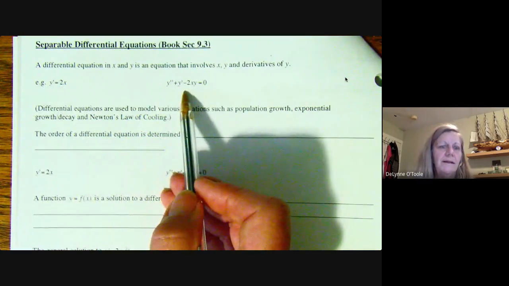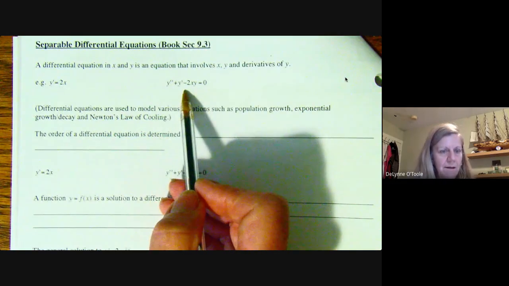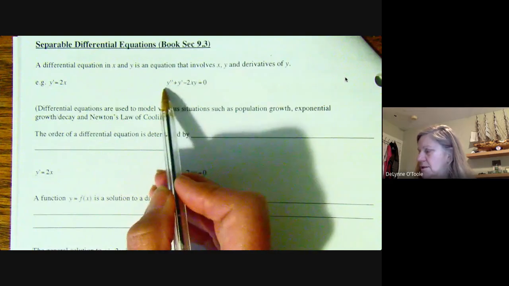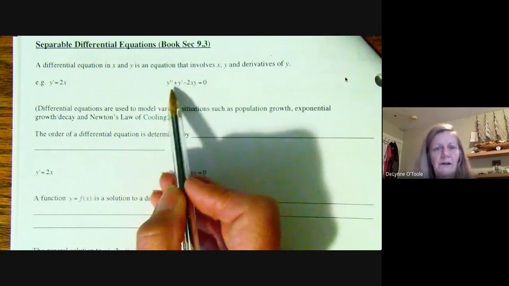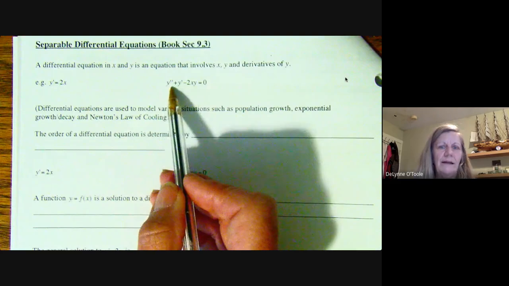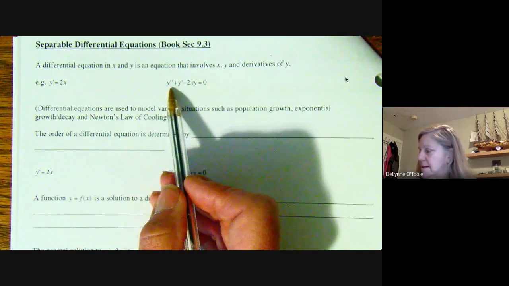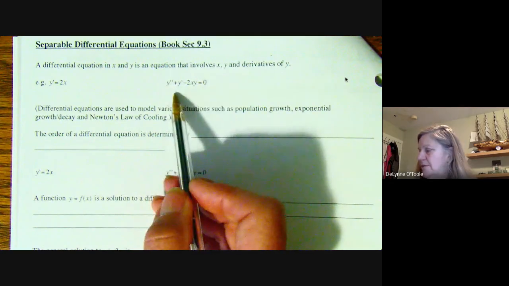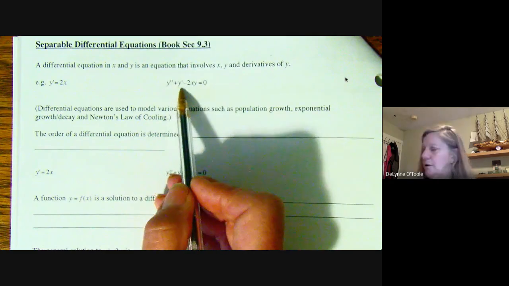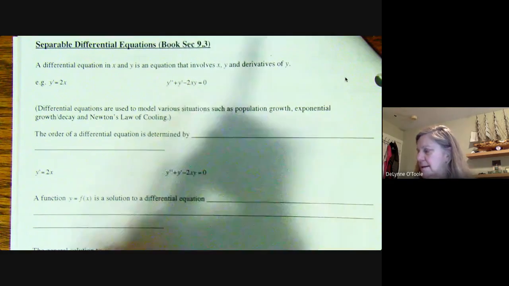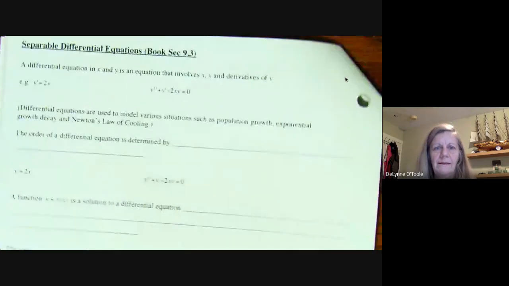You've never seen anything like this before. We've never really looked at equations that have both a second derivative and a first derivative in it. But this is another type of differential equation. This is the type that you'll be working with in the college level class, not necessarily in this class.